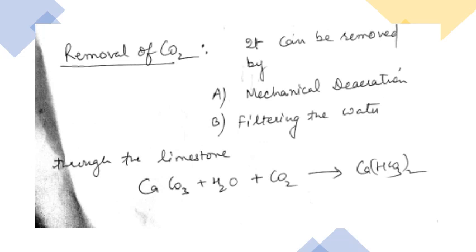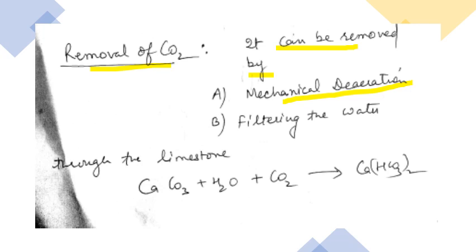Now we see how to remove the CO2 content. It can be removed by the following methods. One method is common for the dissolved oxygen as well as for the dissolved carbon dioxide, that is mechanical deaeration. We have seen it in the previous slide. For the dissolved gases, we can use this method, mechanical deaeration. By that, we can decrease the solubility of the gas.